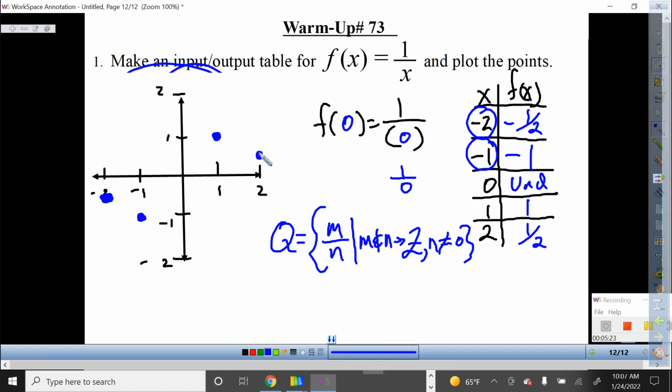Even though it looks kind of sporadic and all over the place, it's not. It has a process to it. Check this out. If I was to connect these with a curve, it would look something like this. And since I cannot plot anything on 0 because it's undefined, I skip over here, go to the other side, and plot a curve on this side.